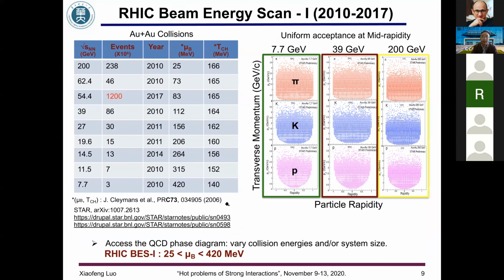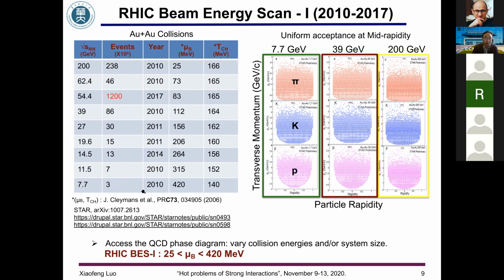And this is the data set that has been collected from 2010 till 2017, which is the first phase of the RHIC beam energy scan. We have collected energies from 200 GeV down to 7.7 GeV, with those energy points and the corresponding numbers of events.